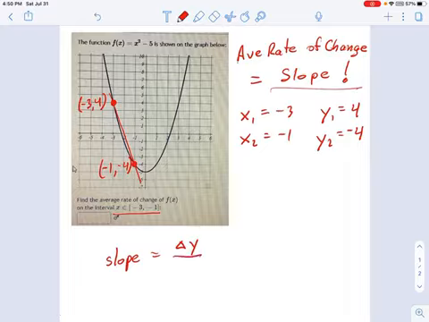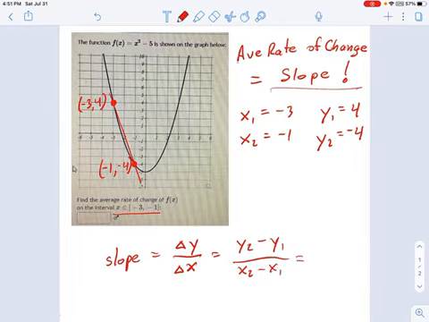Rise, which is the change in y, over run, which is the change in x. Now the change in y is just y2 minus y1, and the change in x is x2 minus x1. So we have up here our numbers. See, they were in the graph for us. It was very nice. This is -4 for y2 minus 4, which was y1, over -1 minus -3.